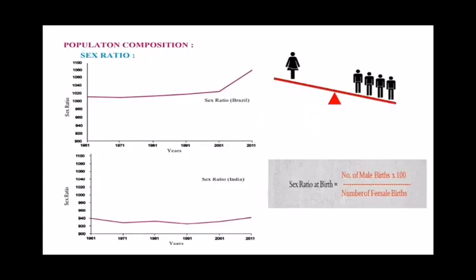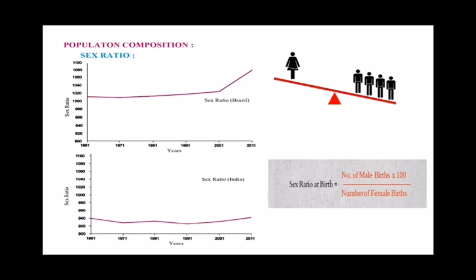Now, children, you can see the population composition of India and Brazil. So this is a line map. If we see this line map of Brazil, you can see it is a straight line towards above 1000, and as you see, in 2001 the population is going higher.